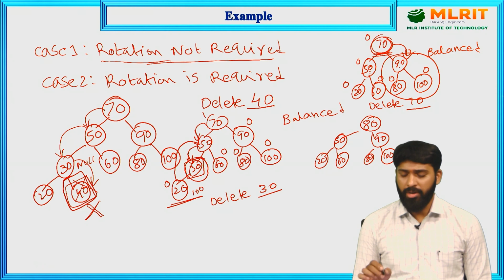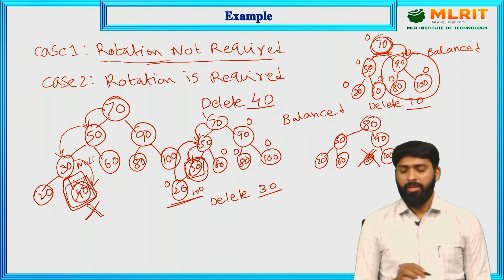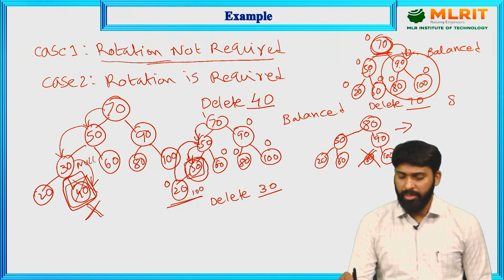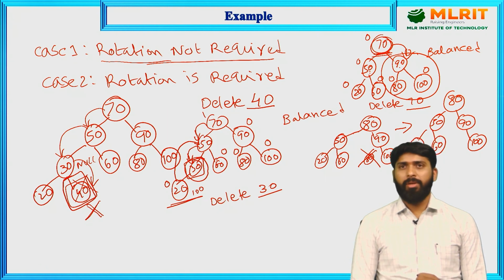Okay. So now the root is replaced with 80 and now delete 80. That's it. Now the final resultant tree is 80, 50, 90, 100, 20, 60. So the first step is over.